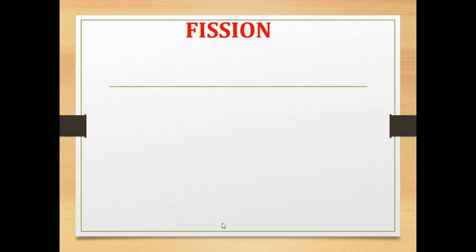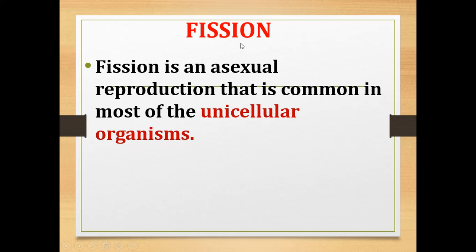Now let us see some of the asexual reproduction methods which take place in different living organisms. The first method is fission. What is meant by fission? It is an asexual reproduction which is common in unicellular organisms. You know what is meant by unicellular organism, isn't it? Unicellular organism means single-cell organism. An organism which has a single cell will reproduce by asexual reproduction called fission.